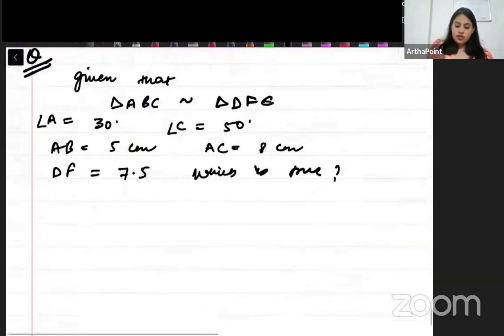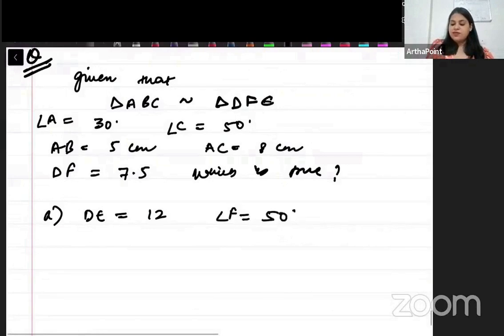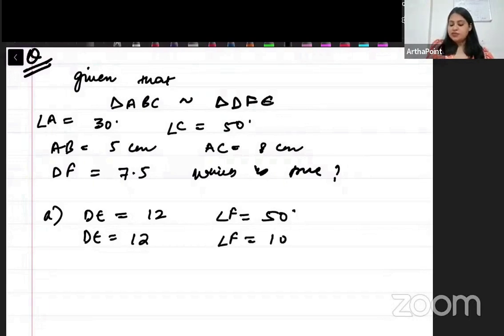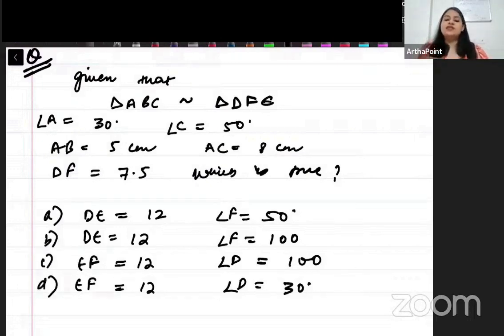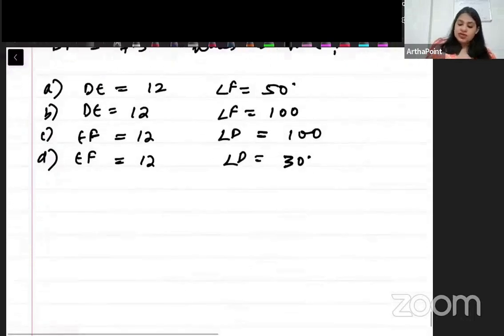Please write down the options, beta. First option, DE is 12, angle F is 50. Second option, DE is 12, angle F is 100. Third option, DEF is 12, angle D is 100. And fourth option, EF is 12, angle D is 30 degree. So which of the following is true? That is what you have to go ahead and tell. ABC and DEF are similar to each other. So take a look once, beta.